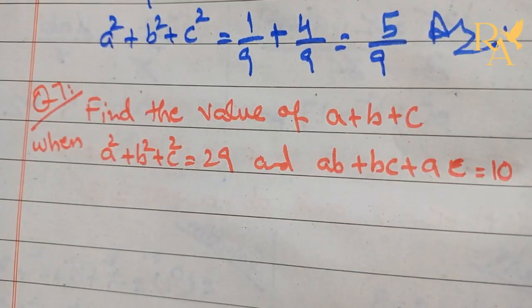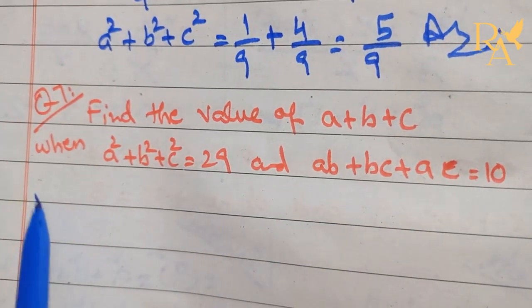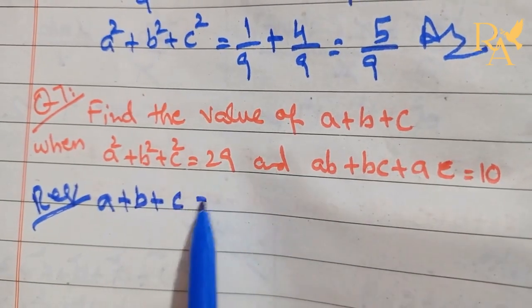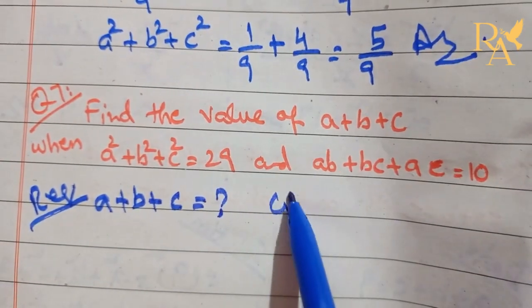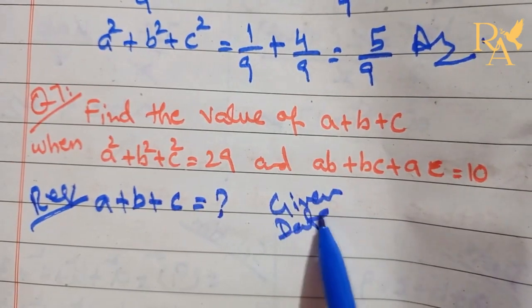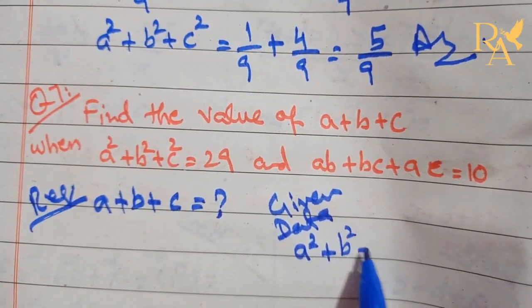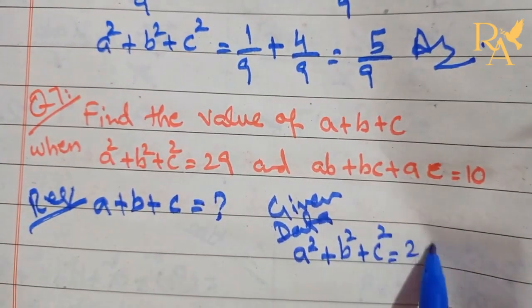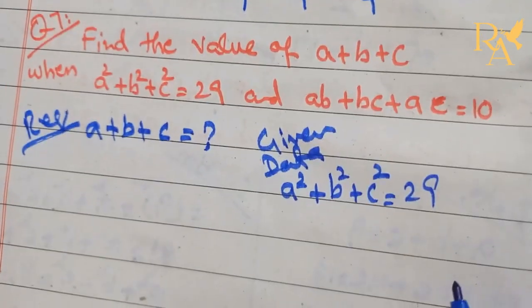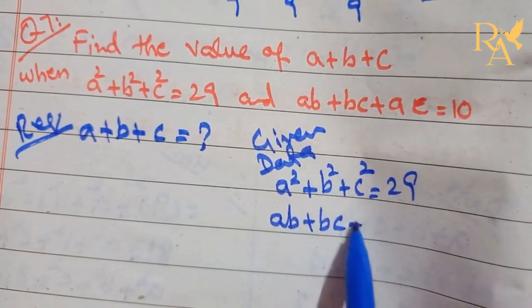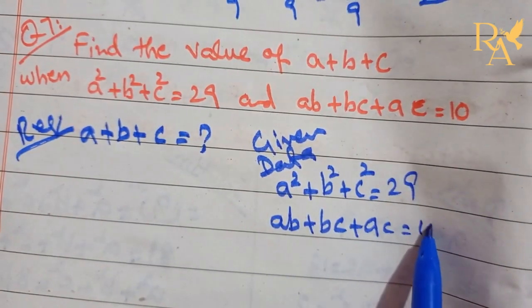Another very simple and very important question of exercise 3.2. What is required? A plus B plus C is required. And what is the given data? A square plus B square plus C square is equal to 29, and AB plus BC plus AC is equal to 10.